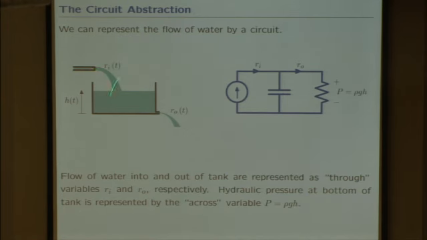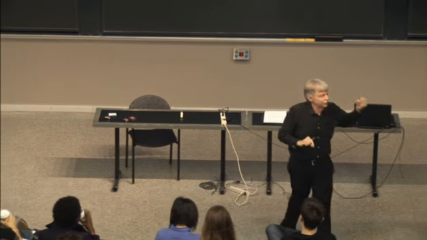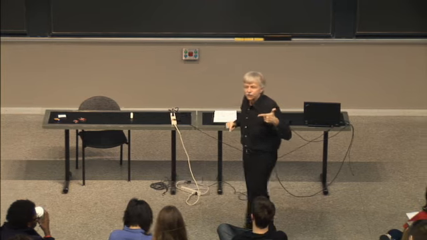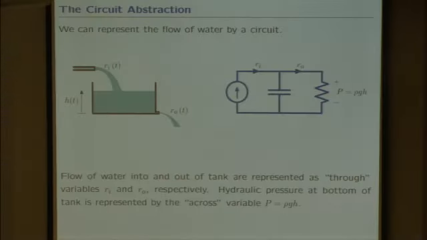And we can make a model for that in terms of a circuit. In the circuit, there are through variables and across variables. In an electronic circuit, the through variable is current. Here, the through variable is the flow rate. So it's the flow of water in and the flow of water out, represented here by these things that look like currents.